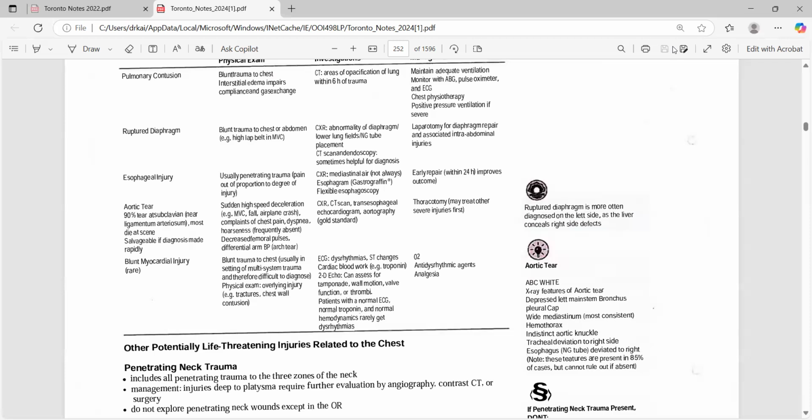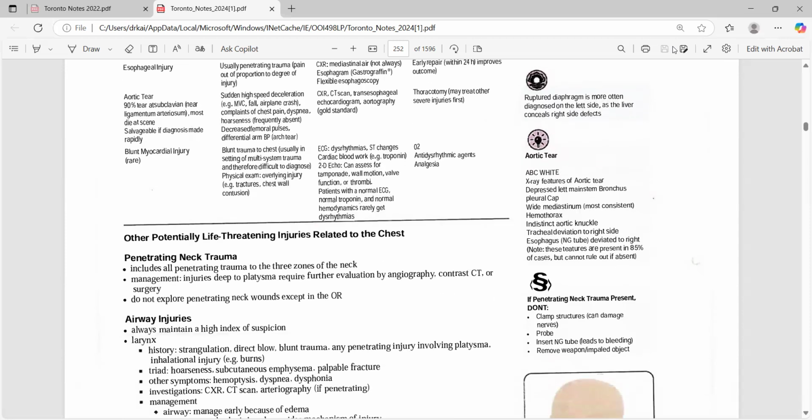Blunt myocardial injury, blunt trauma to the chest, leading towards the overlying injuries, basically the trachea, the chest wall and all that. So we're going to do the ECG; monitoring the heart is important. And what we are going to do is give oxygen. Ruptured diaphragm is more often diagnosed on the left side as the liver conceals the right side.